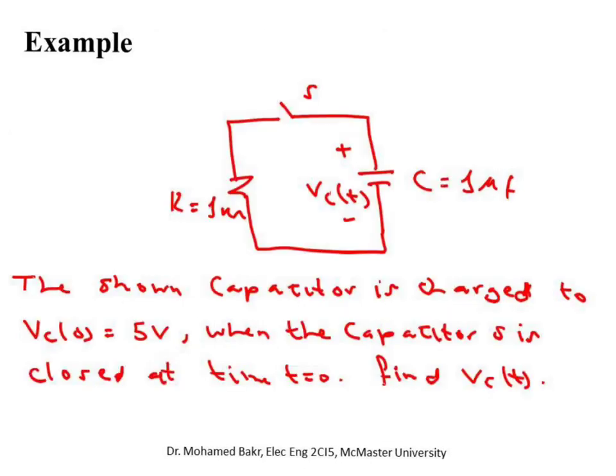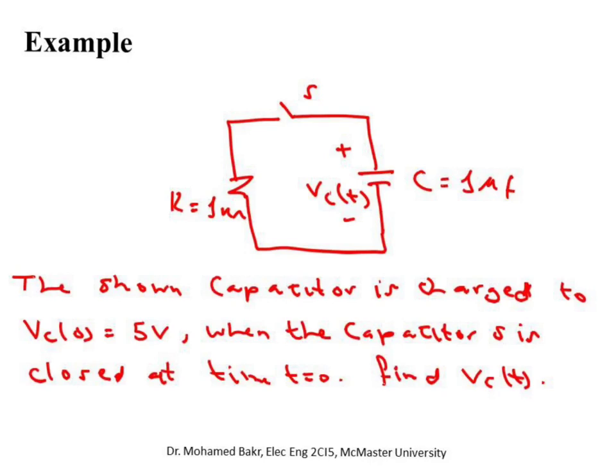Let's have our first example. We have a capacitor that initially had a voltage of 5 volts, so it was charged somehow. This switch was opened, so it's not connected to the resistor. And then the switch was closed at time 0, so the capacitor will start to discharge.